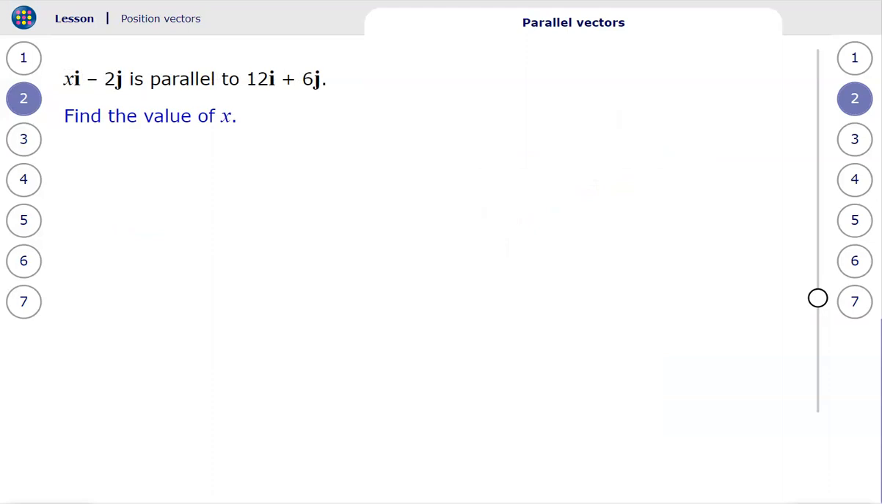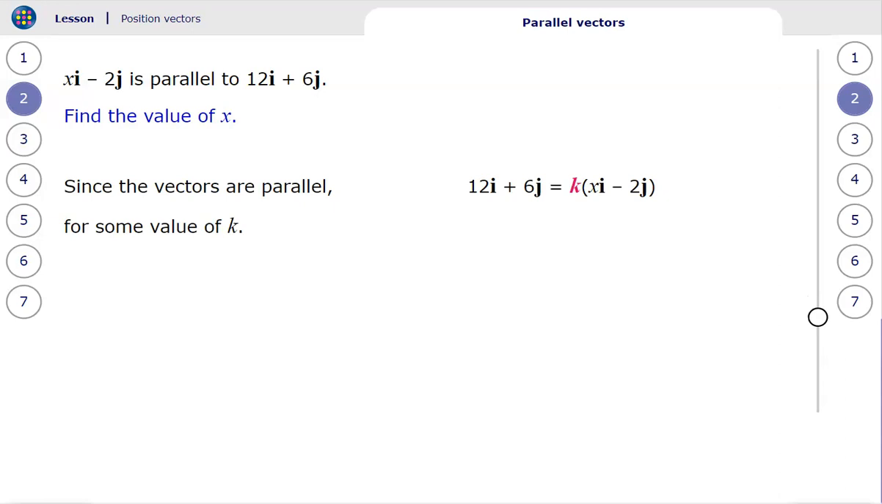Here's a problem. xi - 2j is parallel to 12i + 6j. Find the value of x. Since we know they're parallel, this vector over here is simply going to be some multiple of the vector that is parallel to it. So I need to try and find out what k is. The i components must be the same, in other words the coefficient of i on the left-hand side should be the same as the coefficient of i on the right-hand side.